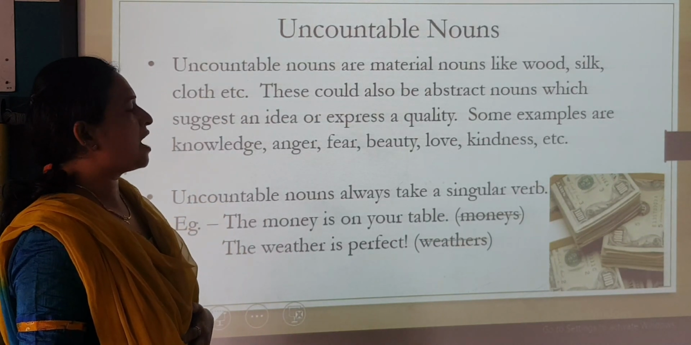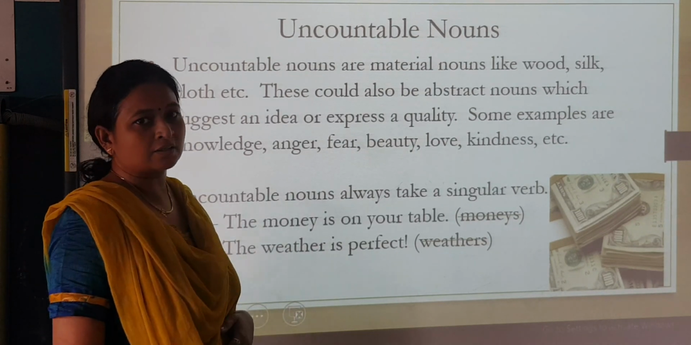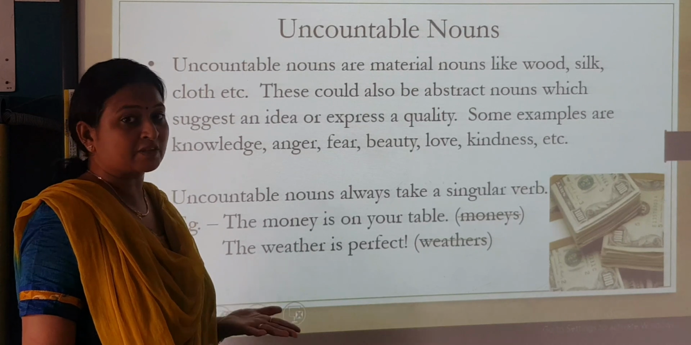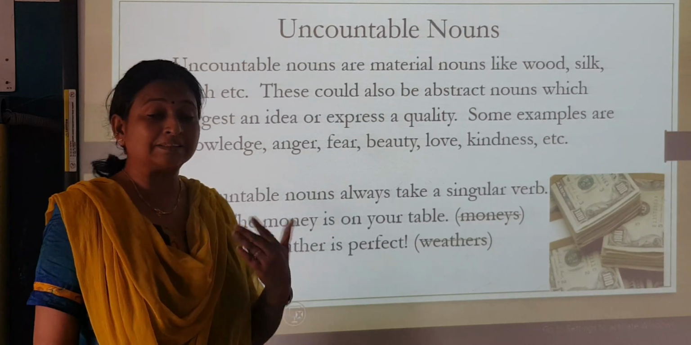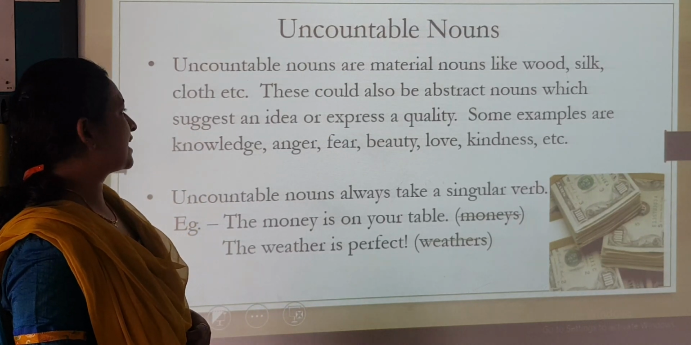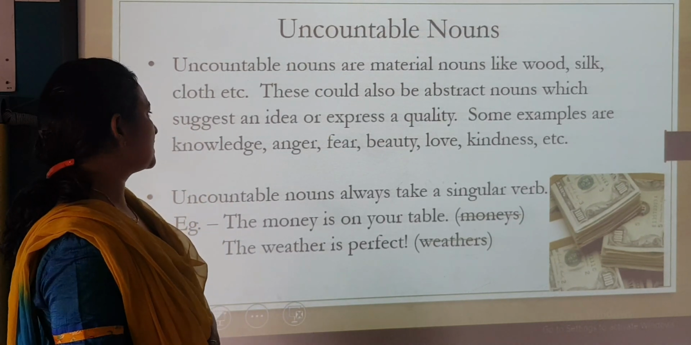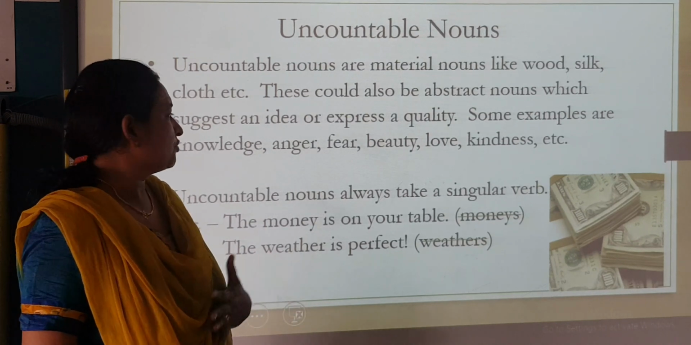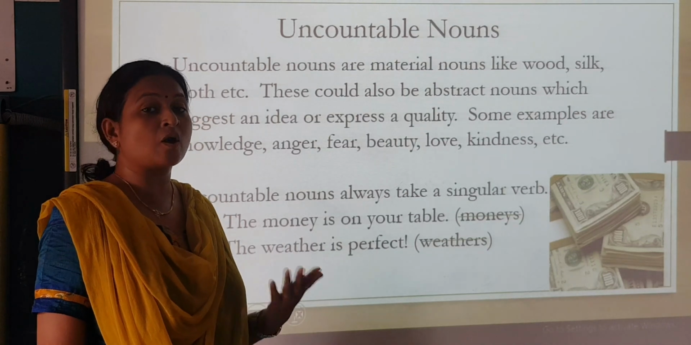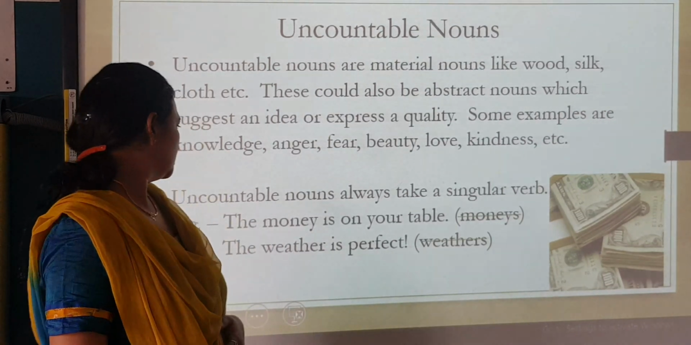Uncountable nouns are material nouns like wood, silk, cloth, etc. These could also be abstract nouns. What is the meaning of abstract? Which you cannot touch, you can only feel it, which suggests an idea or expresses a quality. Some examples are knowledge, fear, anger, beauty, love, kindness. So these are all abstract words which you cannot touch, you can only feel.